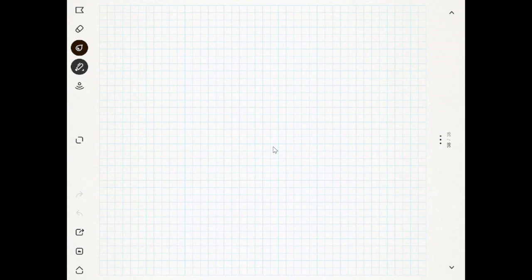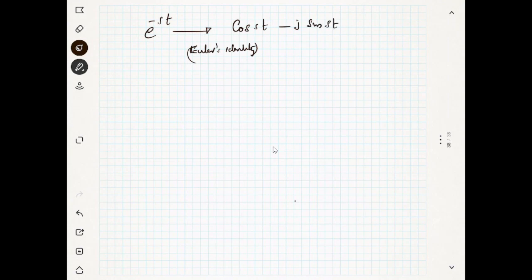Do you know what this e power minus st is? It is nothing but Euler's identity, an identity defined by the scientist. It is cos st minus j sine st. And your s is nothing but a complex number.